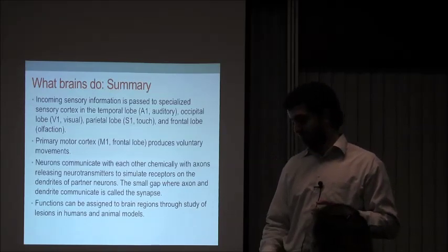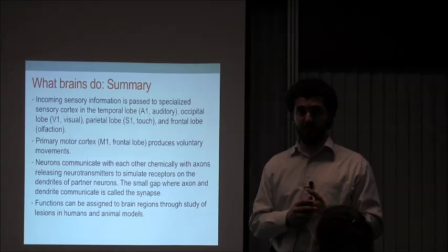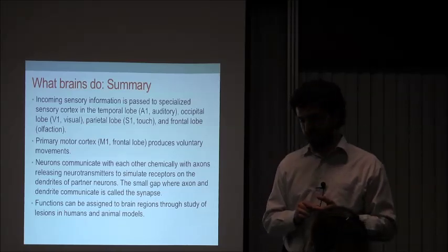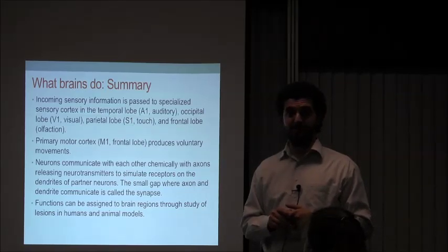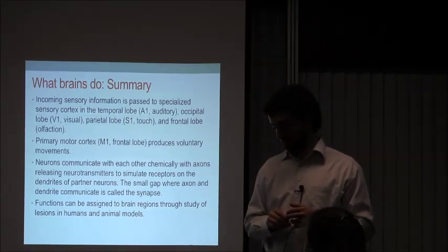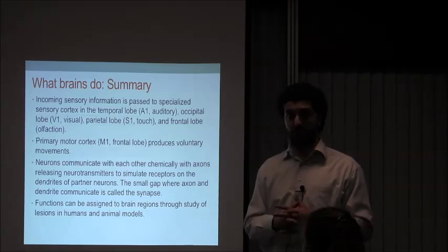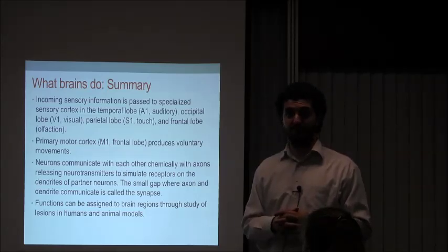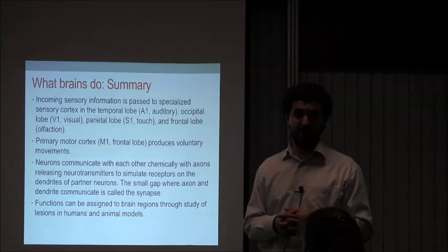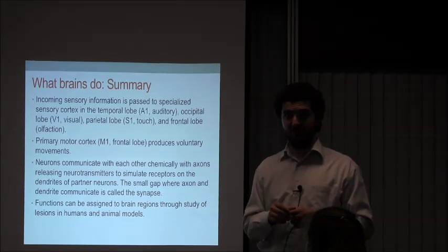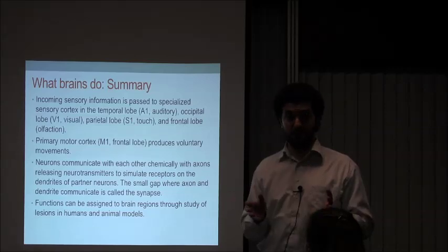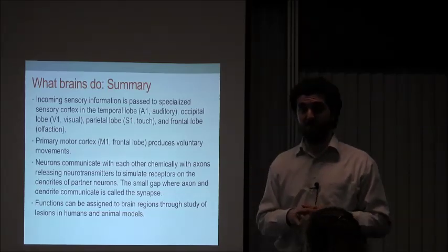So in summary, we spoke about the somatosensory and motor pathways in the brain. We spoke about how neurons communicate through chemical and electrical neurotransmission. And we had a bird's eye view on how brains produce behavior. And we discussed briefly some of the techniques that scientists used to uncover the functions that are associated with particular brain areas.